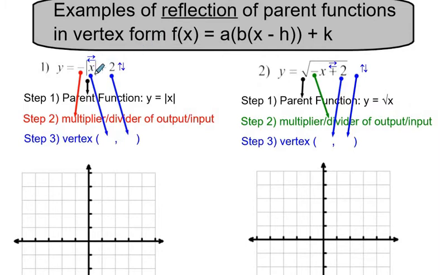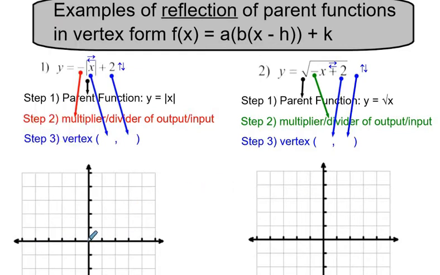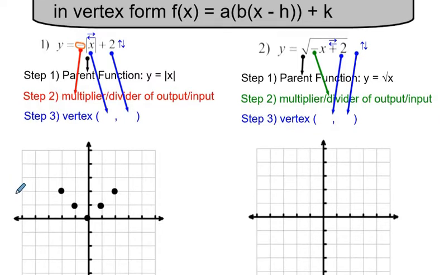The first thing we have here is the absolute value. So I'm going to start by graphing the absolute value parent function points, which would be (0, 0), (-1, 1), (1, 1), (-2, 2), (2, 2). So that's step 1. Step 2 is to apply the multiplier or divider. Now in these first couple examples, I only have one or the other, but you could have both, and that's really important. In this case, we have a negative, and that is going to multiply all of the output values by a negative sign.